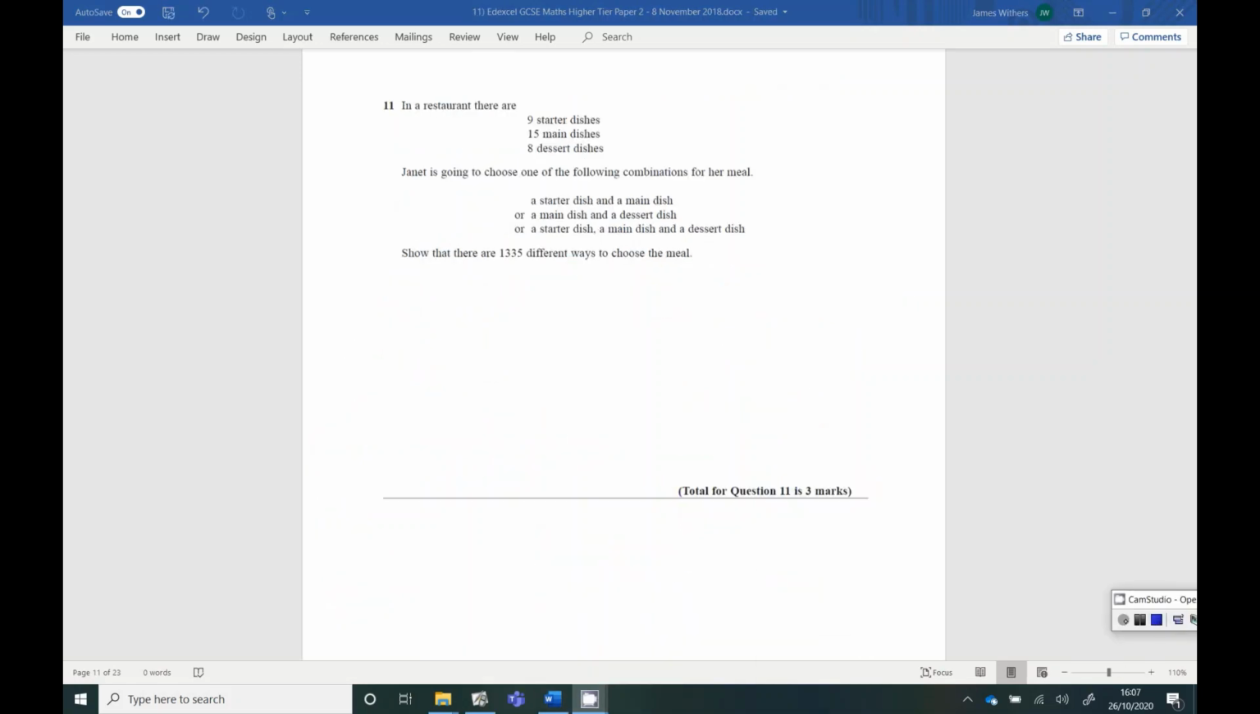Okay, so let's go and work out all the various combinations. So a starter dish and a main. So a starter and a main. Well, there are 9 starters, there are 15 mains, so 9 times 15 is 135 combinations.